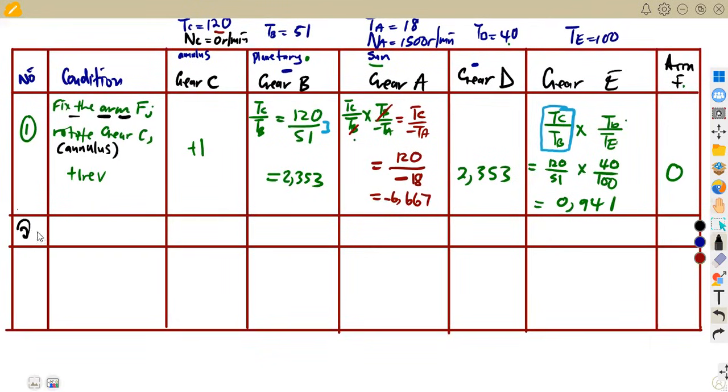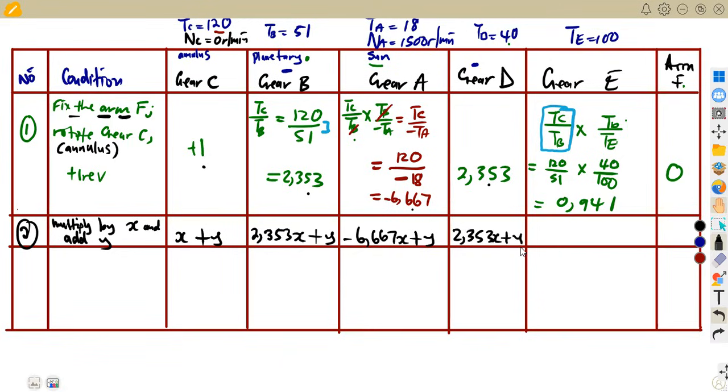Then the second condition, as we know, we are supposed to multiply by X and add Y. So this number, you multiply it by X, then whatever you get, you add Y. This number, you multiply by X, whatever you get here, you add Y. So that's the whole idea: you multiply by X, you add Y. 0 times X is 0, you add Y, so that's going to be Y in this case.